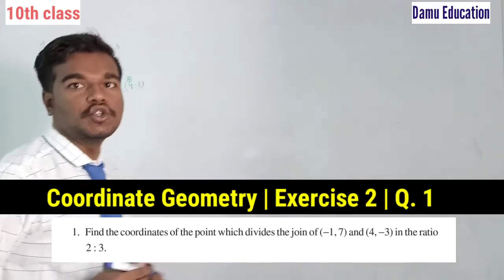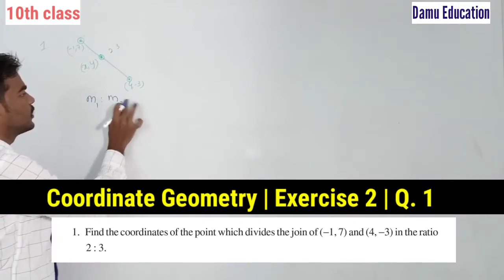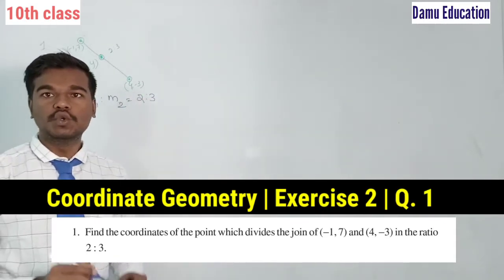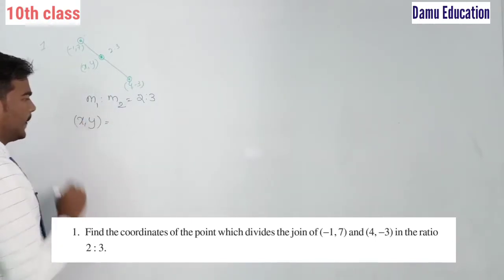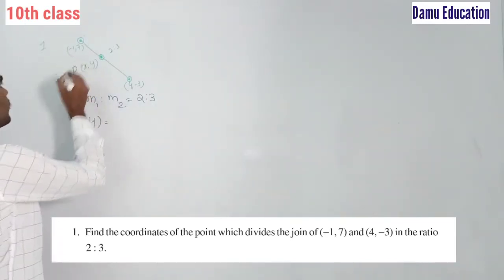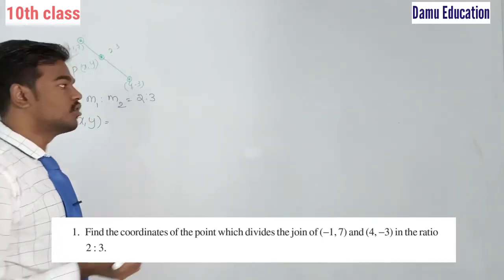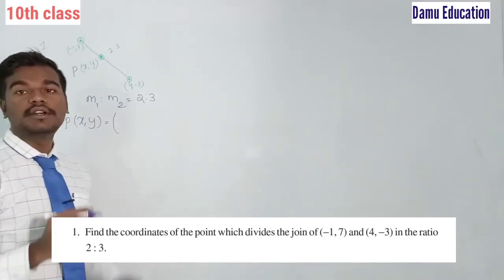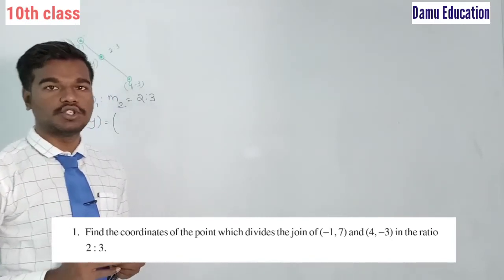So here we will take the ratio as 2:3, that is m1 is to m2, that is 2:3. And what is the coordinate, that is x comma y? What is the formula of x and y? Let's take this as some P of x comma y. P means point, nothing more than that. The formula is here. Carefully observe. Here I will explain all the required formulas in order to solve the remaining questions also.